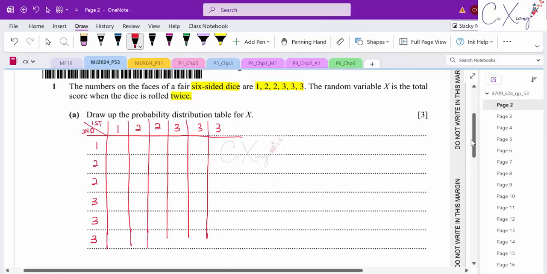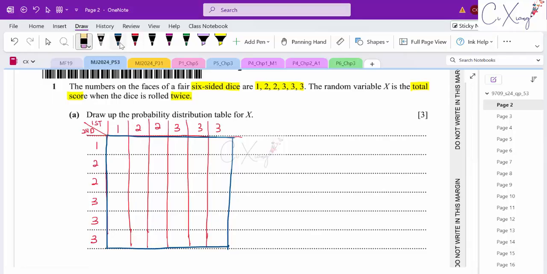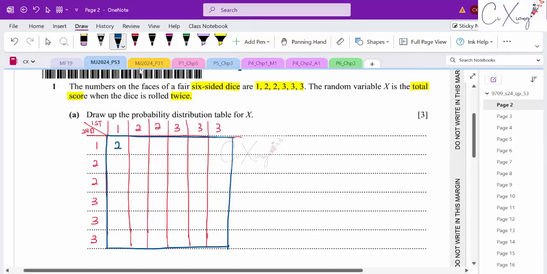Okay, and now I need to list out all the possible outcomes that I will get. Since they say that variable X is the total of the score when the dice is rolled twice, in this part of the table I want to get the total for the two scores. As an example, if I take the first cell here, first cell means first throw you get a 1, second throw you get a 1, right? So the total score when you throw it twice, 1 plus 1 equals 2.